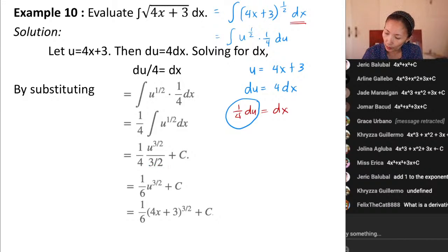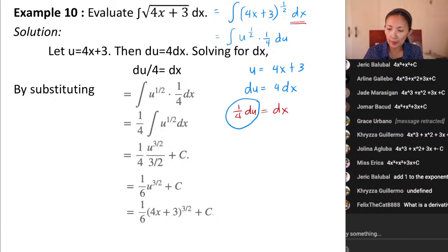So, when we simplify, this is the same as 2 over 12. If I multiply the 2, it's 2 over 12, but when simplified, 2 over 12 is 1/6. U raised to 3/2 plus C. Now, bring this back into the original variable. Take note that our u is 4x plus 3. So, 1/6 times 4x plus 3 raised to the 3/2 plus the arbitrary constant C.